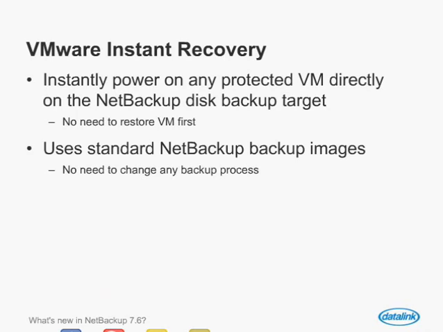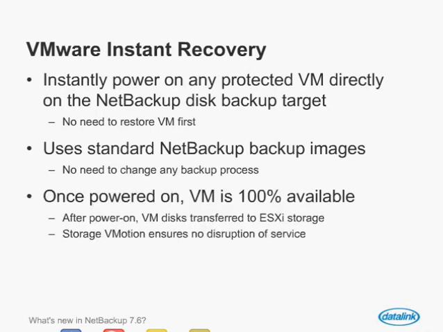That storage can be disk, it can be advanced disk, it can be a variety of storage that's out there that you're already using, so there are no changes that need to happen there. Once powered on, that VM is available and in use. At the same time, leveraging vStorage vMotion, you're able to move that VM back over to its data store on the ESX host and provide the availability. It's all transparent to the user. Let's take a look at how that works.